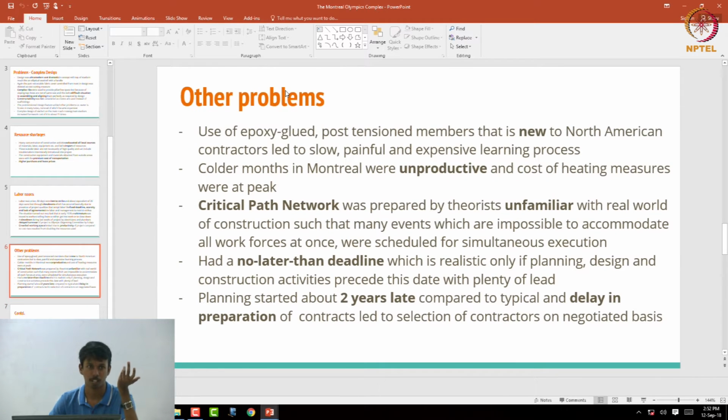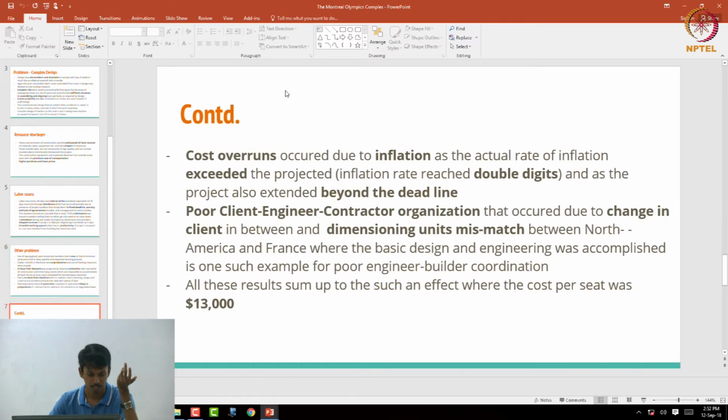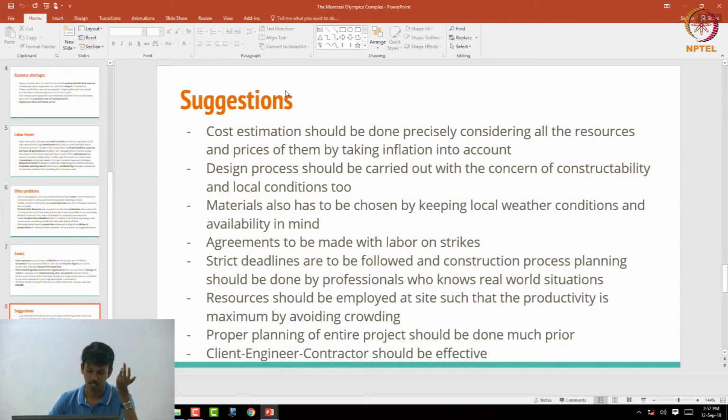There are problems related to labor, resources, constructability, design; everything went wrong. These are some suggestions. First of all, cost estimation. They had underestimated the rate of inflation and the rate of materials and some other things.